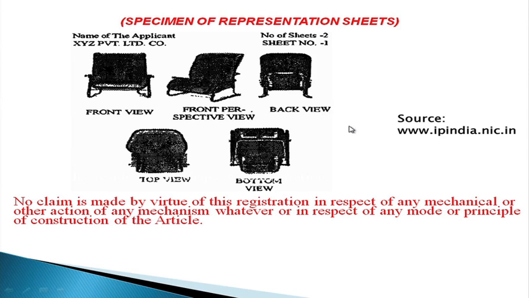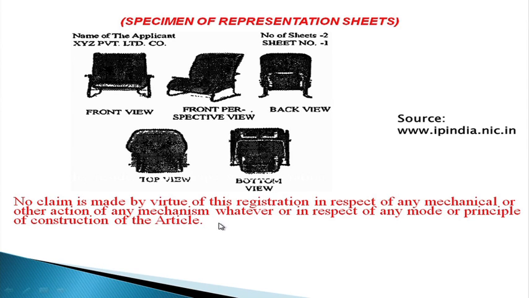And you can give a disclaimer statement like this way, because in this chair lots of other features like mechanical features or functional features are involved. Those will not come within the purview of industrial design. So you may create a disclaimer statement: by virtue of this registration no claim is made in respect of any mechanical or other action of any mechanism whatever, or in respect of any mode or principle of construction of that article. I already referred that functional features will not come within the purview of industrial design. So you have to give a disclaimer statement.